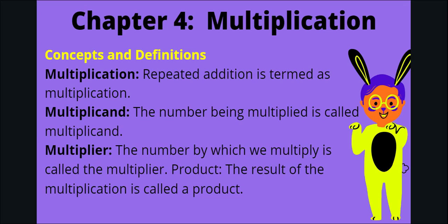Product. The result of multiplication is called product. That means 75 into 39 is equal to 2,925. Here 75 is multiplicand, 39 is multiplier and 2,925 is the product.